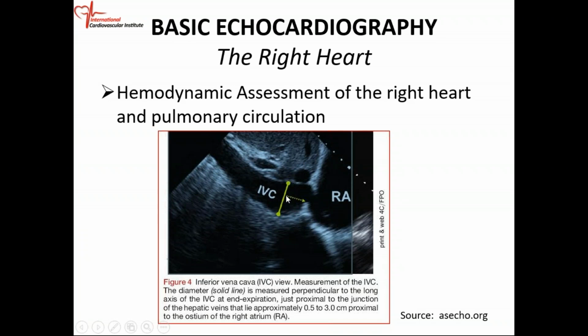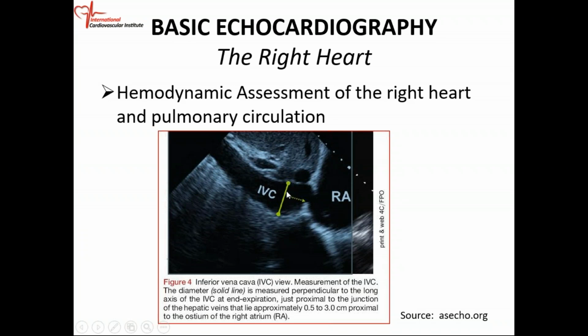Sometimes you're not going to see a very nice IVC like this. You should use your M mode. So the measurement of the IVC diameter, which is the solid line, is measured perpendicular to the long axis of the IVC at end expiration, just proximal to the junction of the hepatic vein, which lies about 0.5 to 3 centimeters proximal to the ostium of the right atrium. So this is your hepatic vein right there.